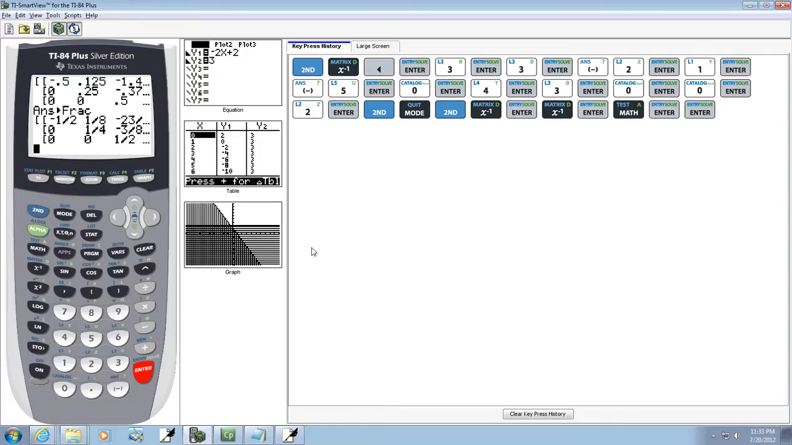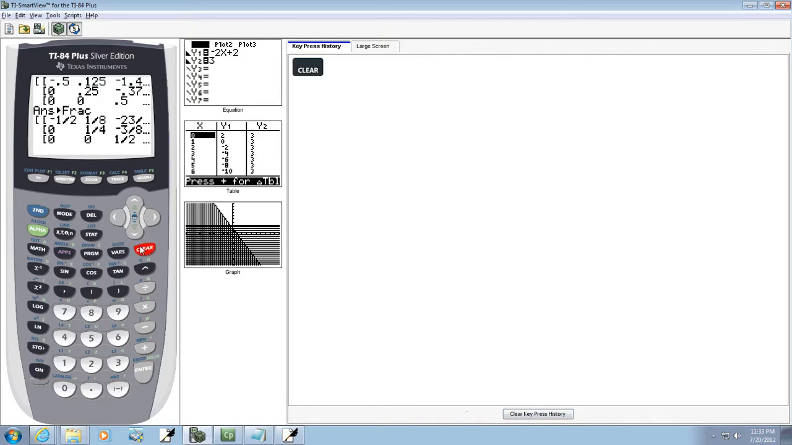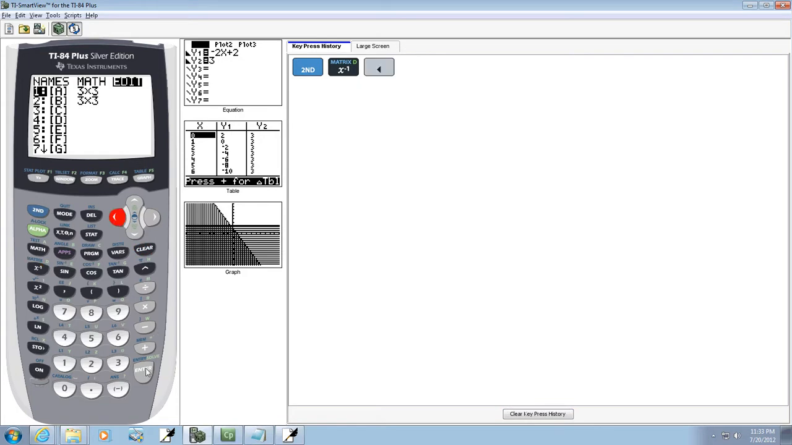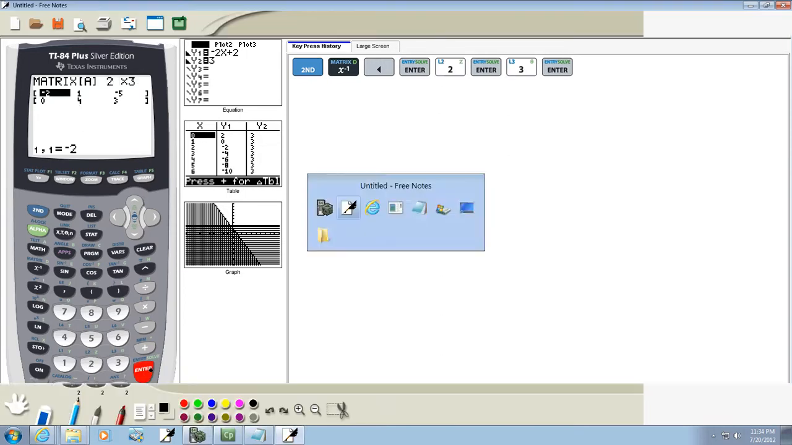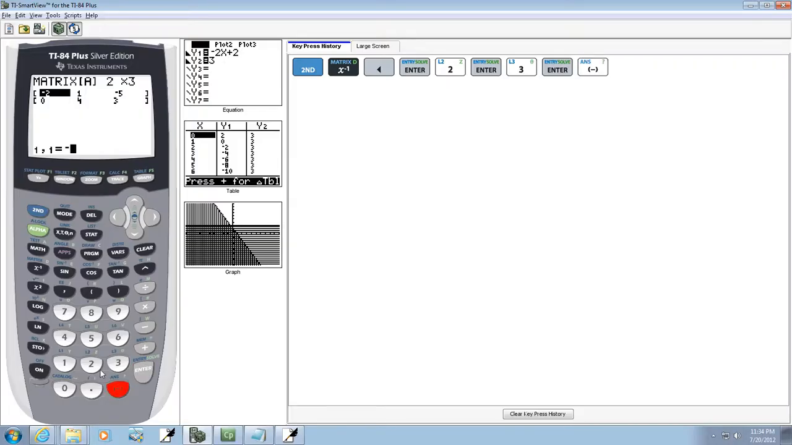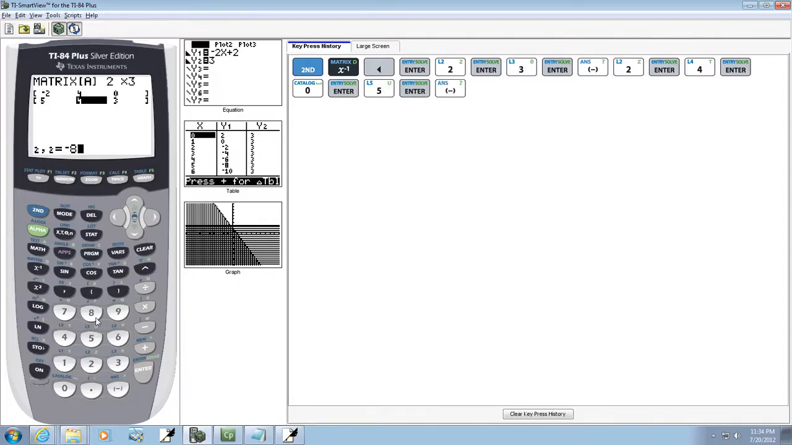So let's go input this in our calculator. Go to my matrix menu, second, x inverse, left arrow over to edit, enter on A, and this is a 2 by 3, rows by columns. So I do 2 enter, 3 enter. And we got negative 2 enter, 4 enter, 0 enter, and 5 enter, negative 8 enter, and negative 7 enter.